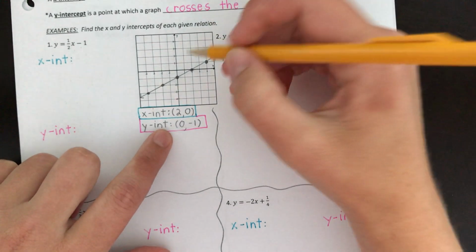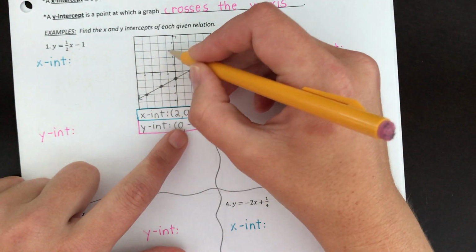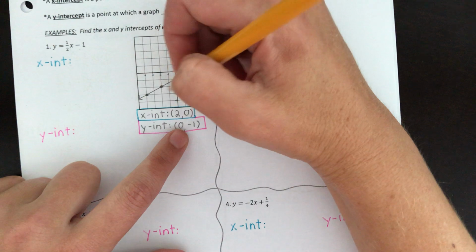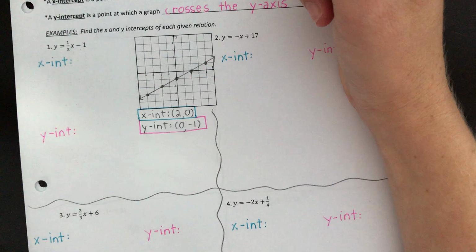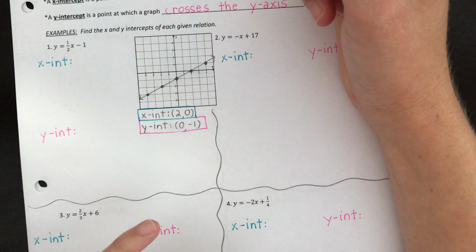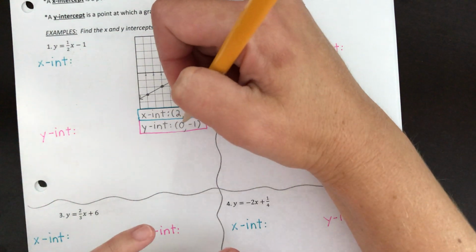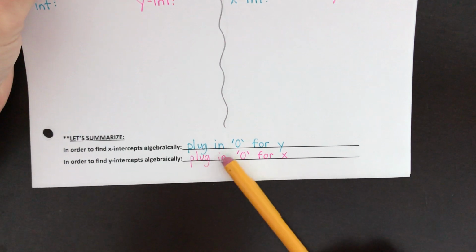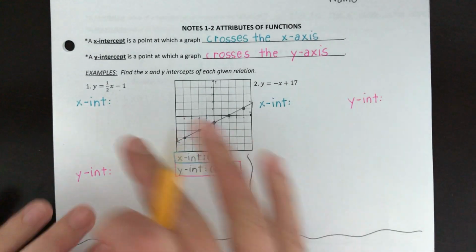Similarly with a y-intercept, I know this y-intercept was (0, -1), but say I had a different graph that crossed through maybe here. That y-intercept would be (0, 3). Or maybe I have a graph that crosses through here at (0, 4). Are you also seeing a pattern? Every single y-intercept will always have an x value of 0. So similarly, that is how we're going to find y-intercepts algebraically: we will plug in 0 where we see x.